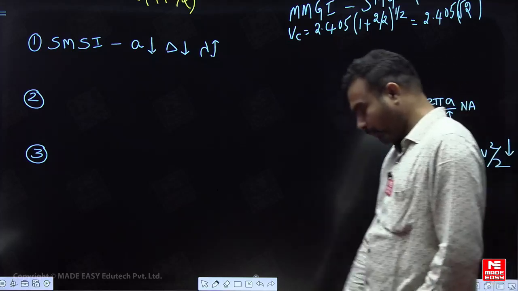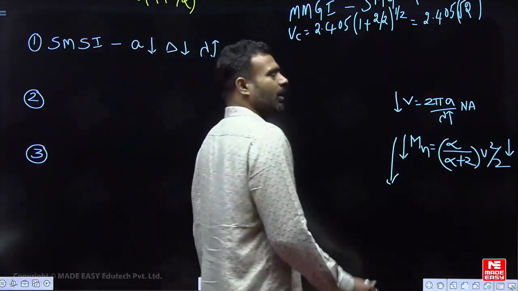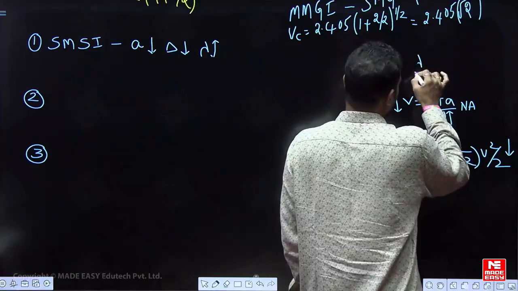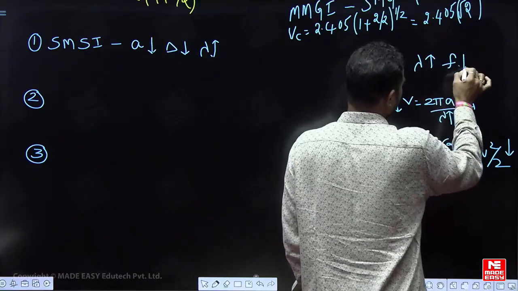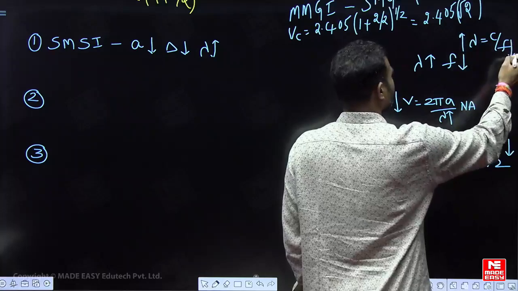So what is the main important point here? It is very simple: lambda is high. Please observe it. If lambda is high, your frequency is less. Why? Lambda is equal to C by F. Lambda is high, frequency is less.